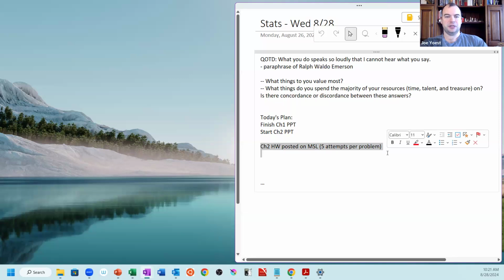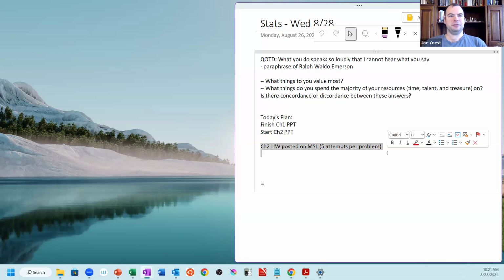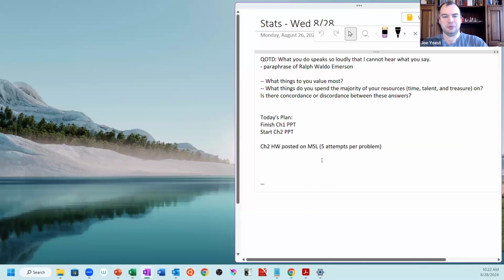The Chapter 2 homework is posted on MyStatLab, and note that starting with the Chapter 2 homework, you have 5 attempts per problem. In the Chapter 1 homework, the first assignment, you had unlimited attempts. That was just getting a feel for how MyStatLab works. But now that we're into some of the more major material for the course, from this point on, you'll have 5 attempts per problem. Still, I think a pretty generous number of attempts, but you will want to be a little more careful about how you approach studying and doing the homework, and be a little more careful with the attempts on the homeworks.